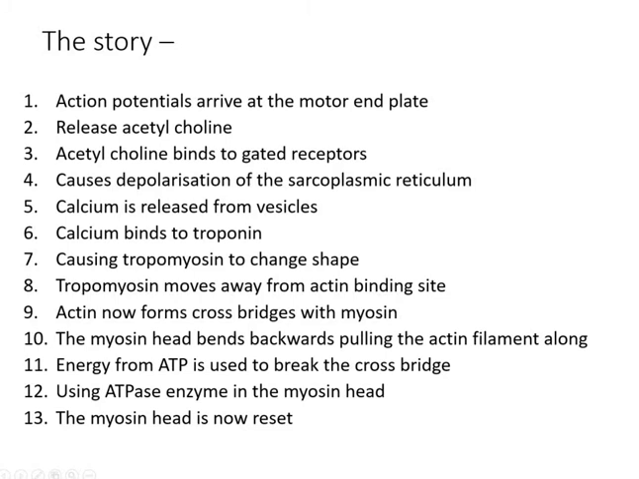Tropomyosin moves away. We now form a cross bridge where the myosin head binds to the actin. That then pulls the actin filament along. That's your contraction. That's your actual pulling, the movement bit. And then energy from ATP is used to break that cross bridge using the ATPase enzyme in the myosin head. It's now been reset, and then we'll repeat this process over and over again.